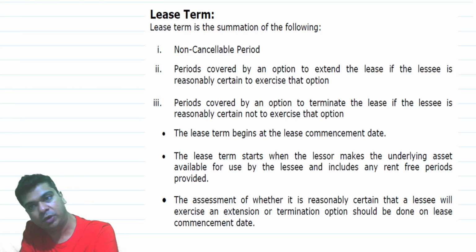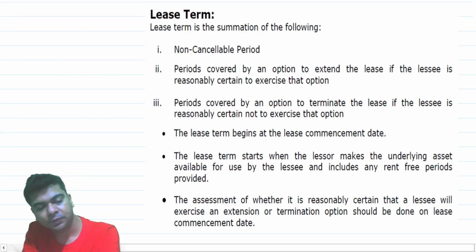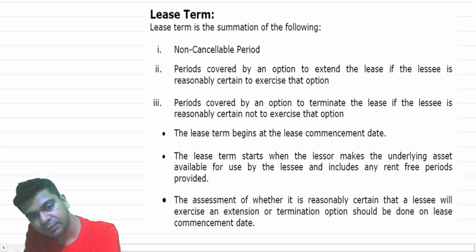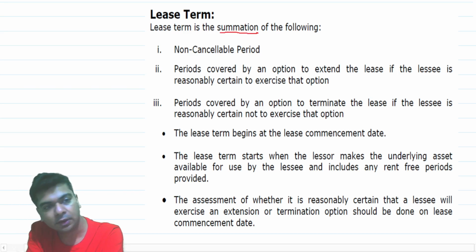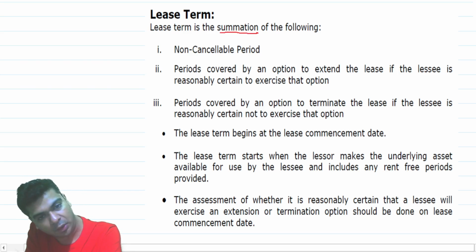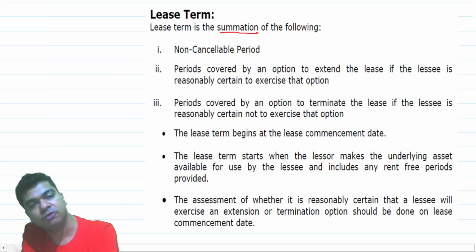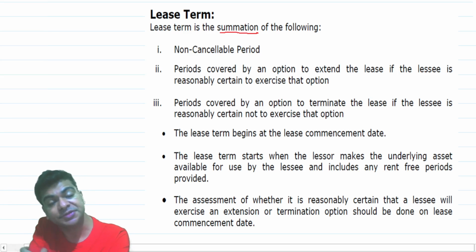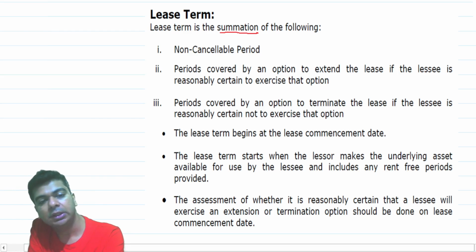Let's discuss what we mean by a lease term. Ind AS 116 says that lease term is the summation of the following. We have to start with the non-cancelable period. If there is any lease agreement and the lease agreement mentions that lease cannot be cancelled for a period of 5 years, then this is the first thing that will be included, right?